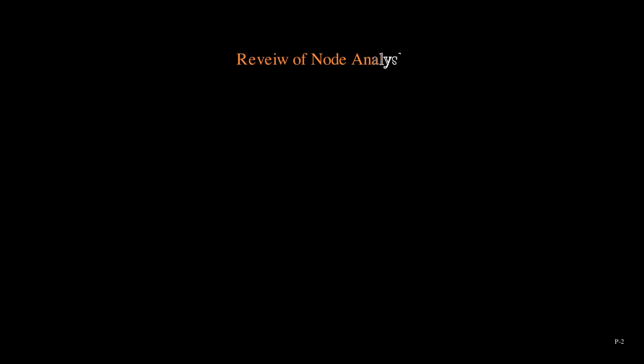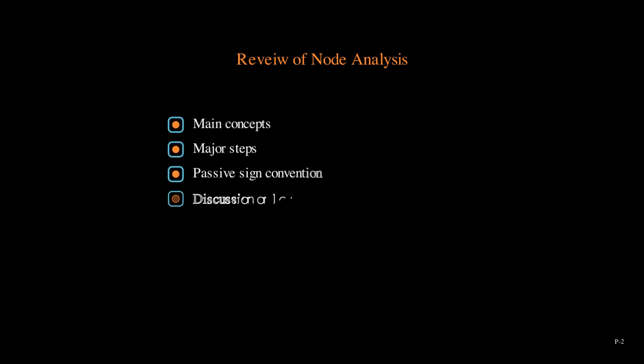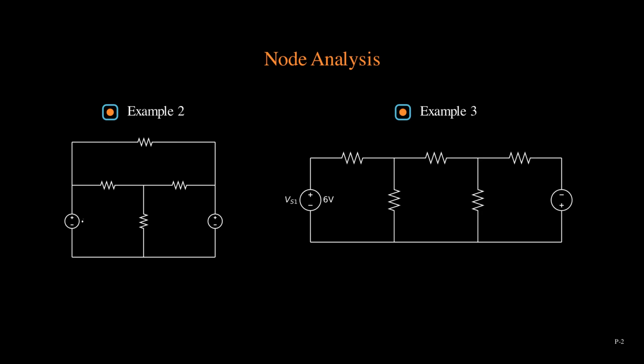This is the second video on node analysis. Let us start with a review. The first video discussed the main concepts of node analysis and the major steps of using it. Then, we talked about the passive sign convention, and finally, we discussed how to label current directions. In this video, we will practice node analysis using the following two examples.